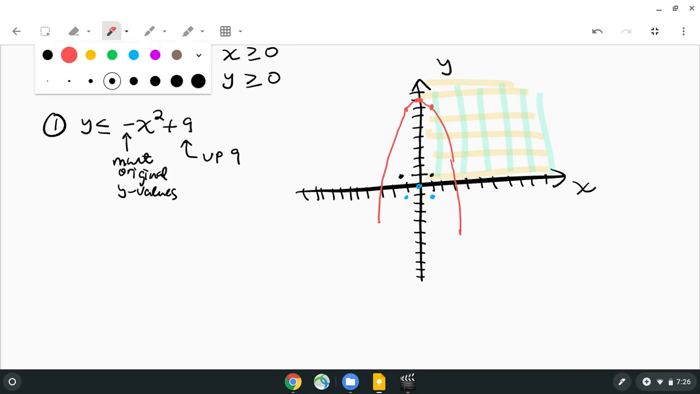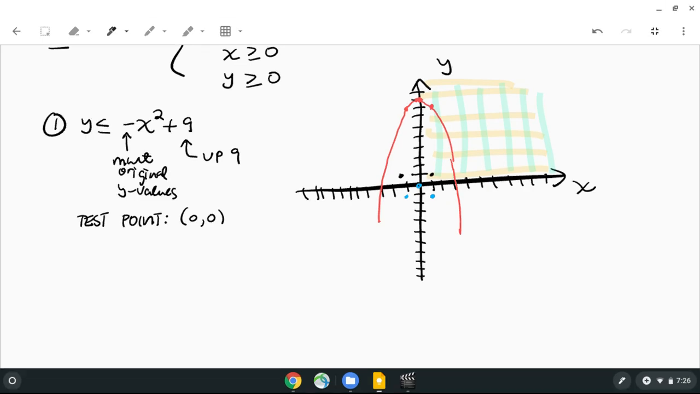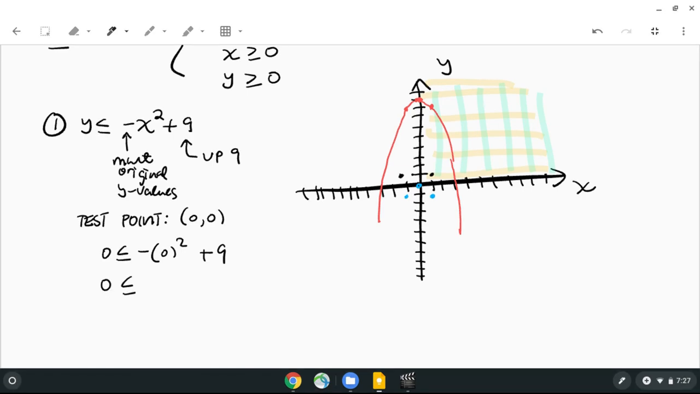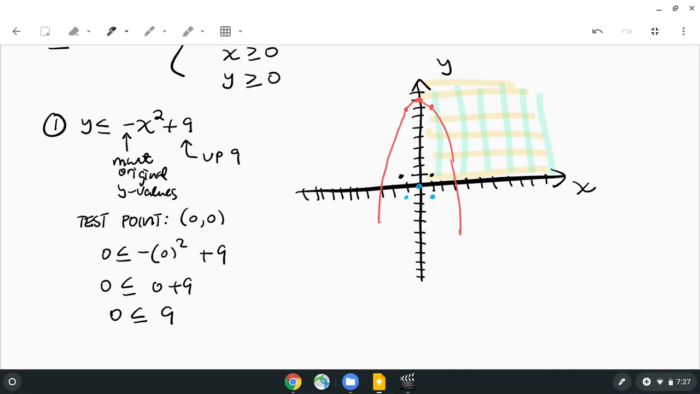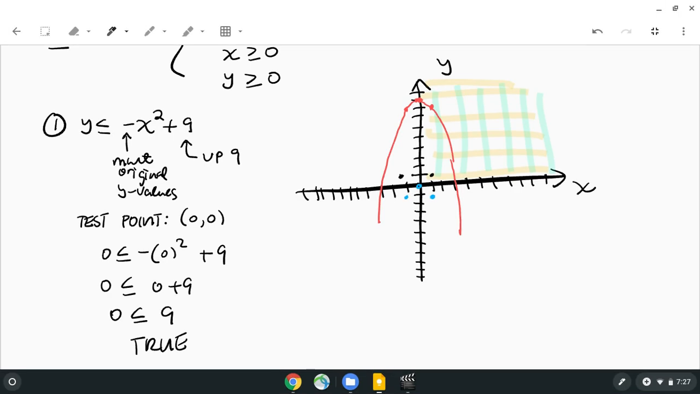So my two sides of the parabola are below the parabola and above the parabola. So I need a checkpoint. 0, 0 is not on the parabola, so I can use 0, 0 as my test point. Let's plug those in and see if we get a true statement or a false. So 0 less than or equal to 0 plus 9. 0 is less than or equal to 9. That is true. And 0, 0 is below the parabola, so I am going to shade below the parabola.